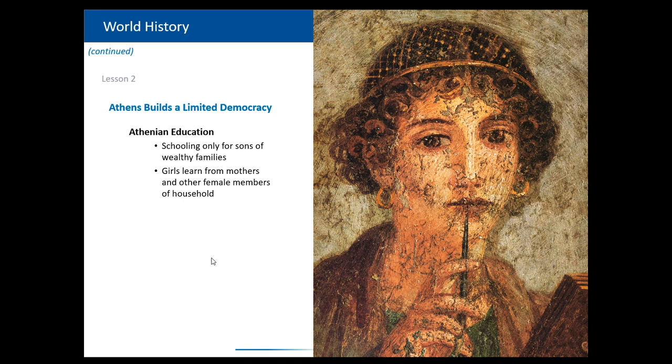The Athenian education included schooling only for sons of the wealthy families. So that means that sons of poor families did not get an education in general. Girls learned from their mothers and other female members of the household. And here's an actual painting that's on a wall in Greece that's been preserved for us to see.